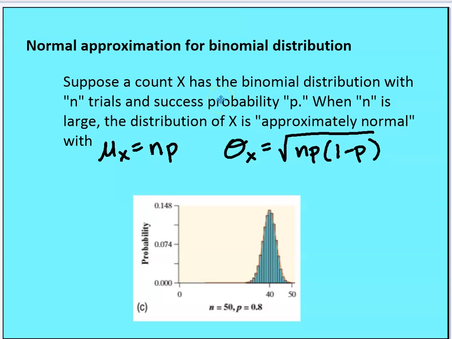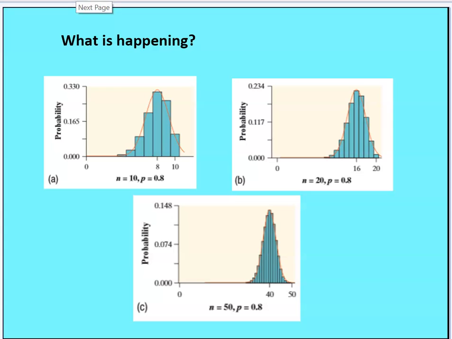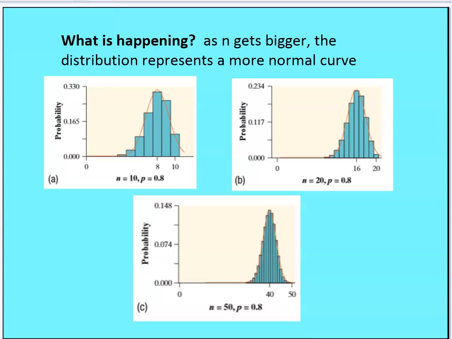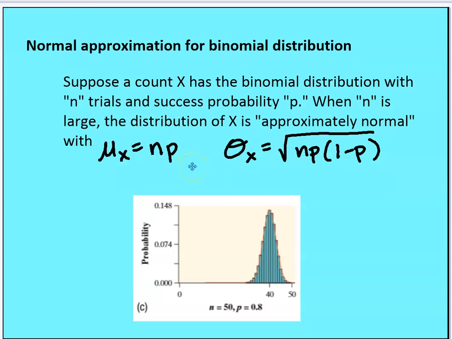So normal approximation for a binomial distribution. Suppose a count x has a binomial distribution with n trials and success probability p. When n is large, the distribution of x is approximately normal. Going back to our example, as the number of trials gets bigger and bigger, the curve represents a more normal distribution. So in order to test for normal distribution, we need to figure out what n is going to be. We're going to use n, of course, for the mean and standard deviation.